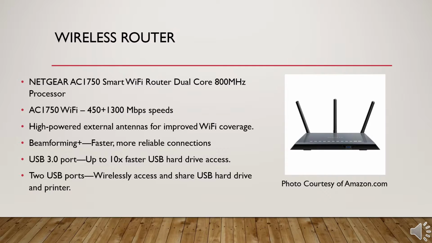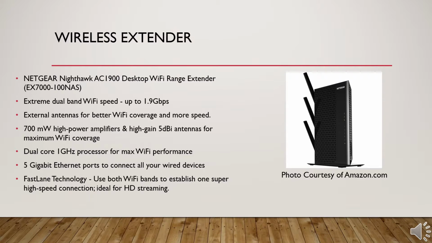The need to add wireless capabilities now exists. Wireless service will be provided using a Netgear AC175 smart Wi-Fi router. This is a dual band, 802.11 AC, Beamforming Plus router with a speed range of 450 to 1300 megabytes per second. Additionally, there are USB ports that allow sharing of hard drives and printers. The students will be using the wireless network in the lab to access digital publications.